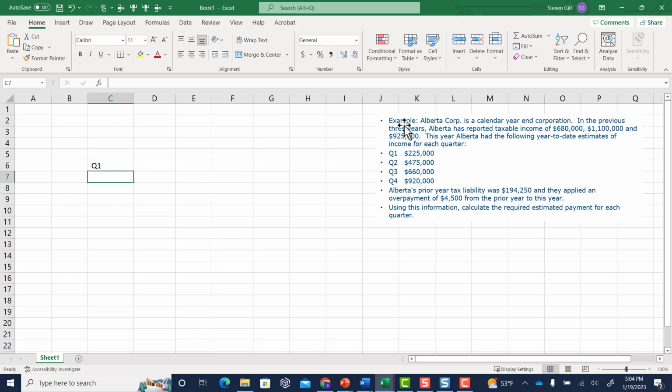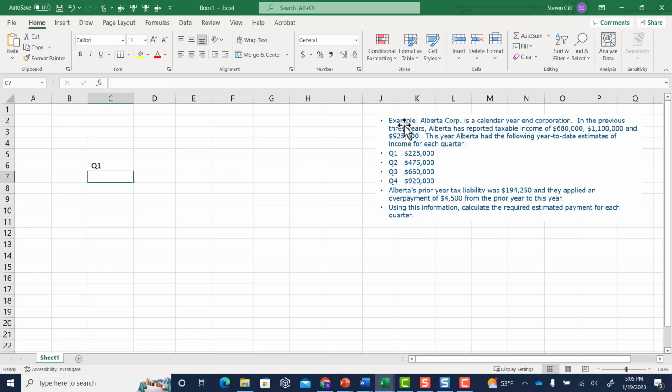So then we've got some year-to-date estimates of income for each quarter. Now these are year-to-date estimates, just so we understand. It's not the quarter itself, but it's through the end of that quarter year-to-date. Prior year liability was $94,250, and they actually had an overpayment that they're going to apply to the current year. So using this information, let's calculate the estimated tax payment for each quarter.